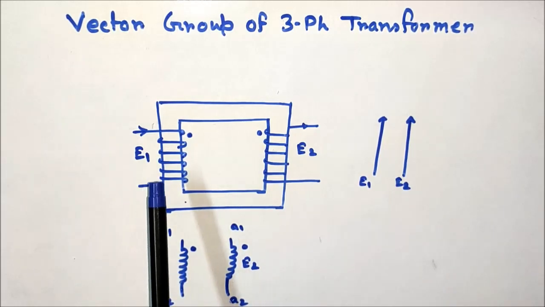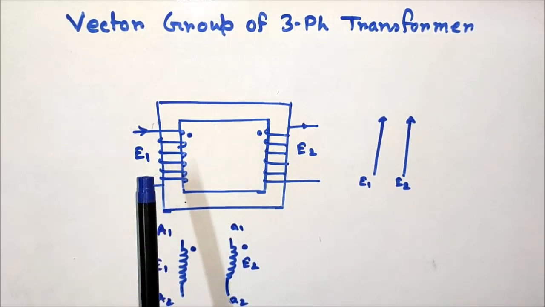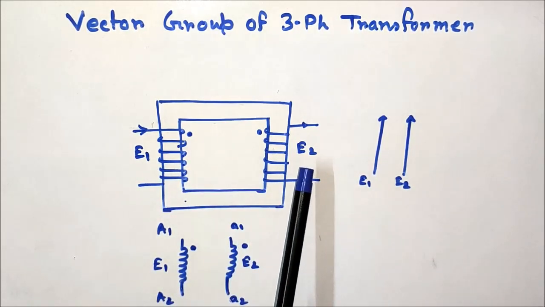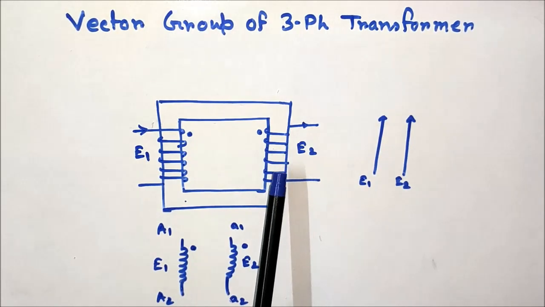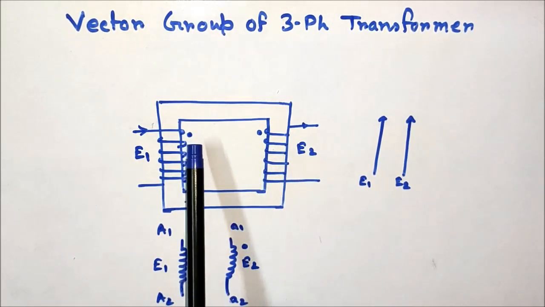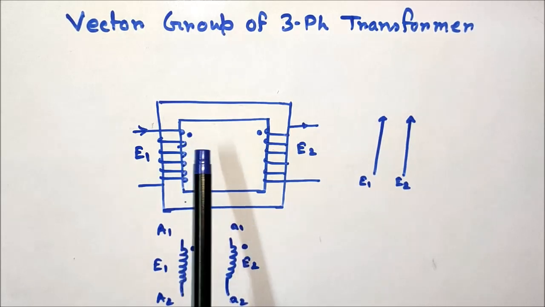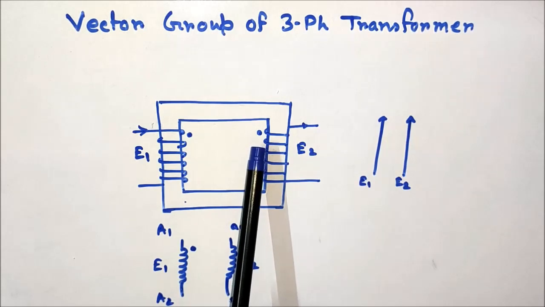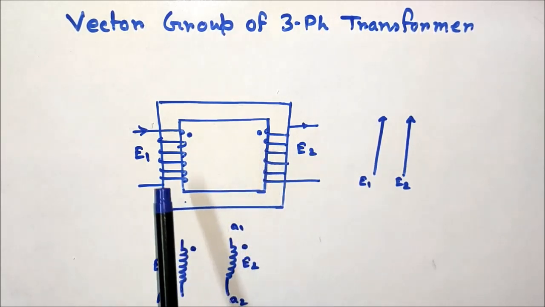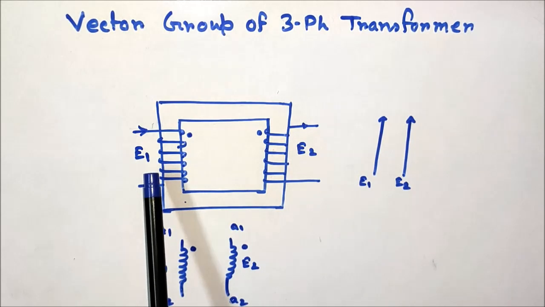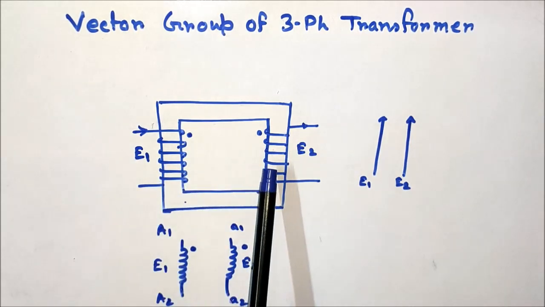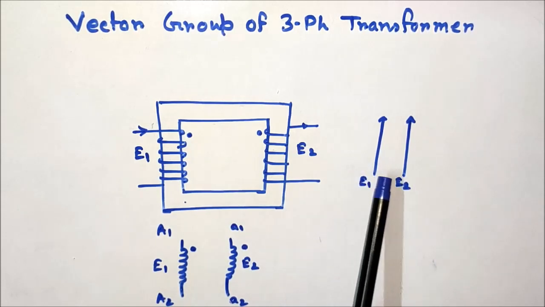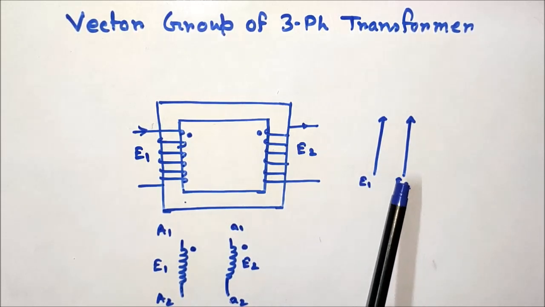Whatever the phase of the induced EMF in the HV side, the phase of the induced EMF in the LV side winding will be the same. If this point represents the positive polarity, then this point should also represent the positive polarity in the LV side winding. If E1 is the induced EMF in the HV side winding and E2 is the induced EMF in the LV side winding, both induced EMFs will be in the same phase.